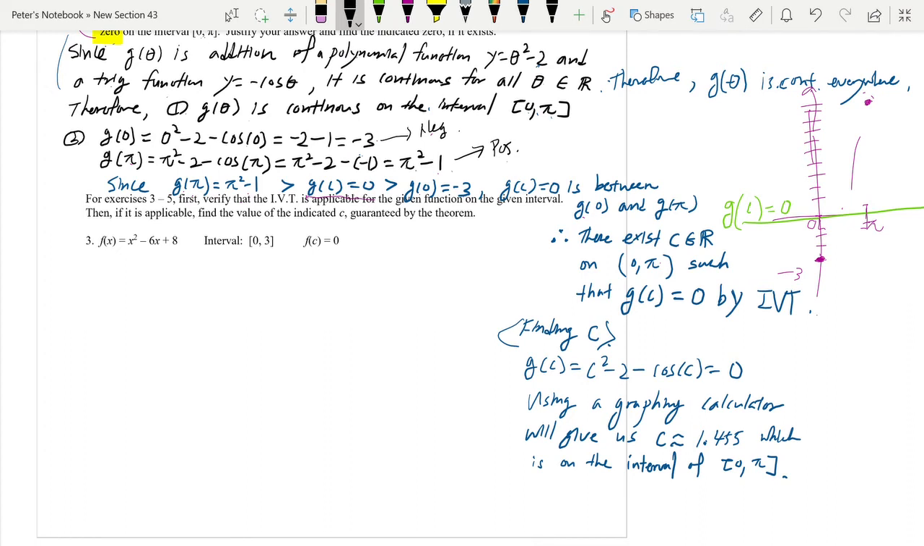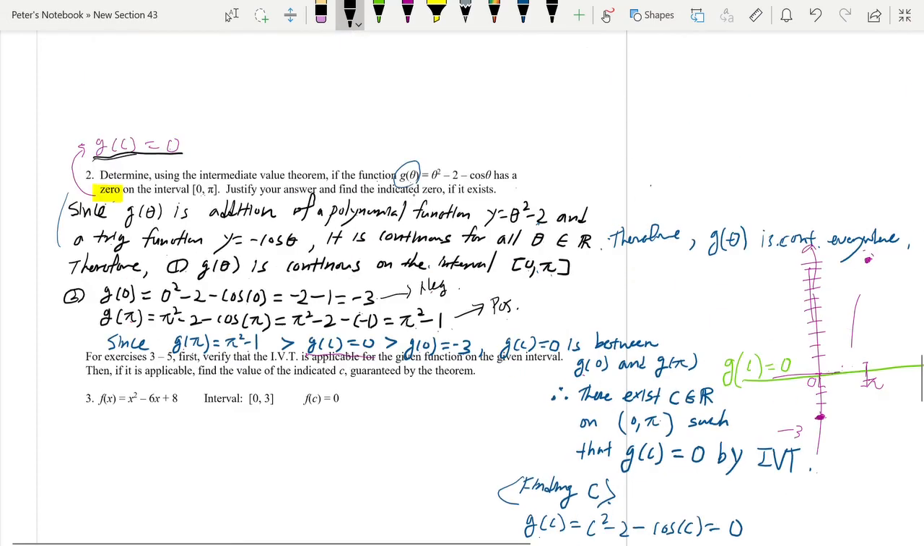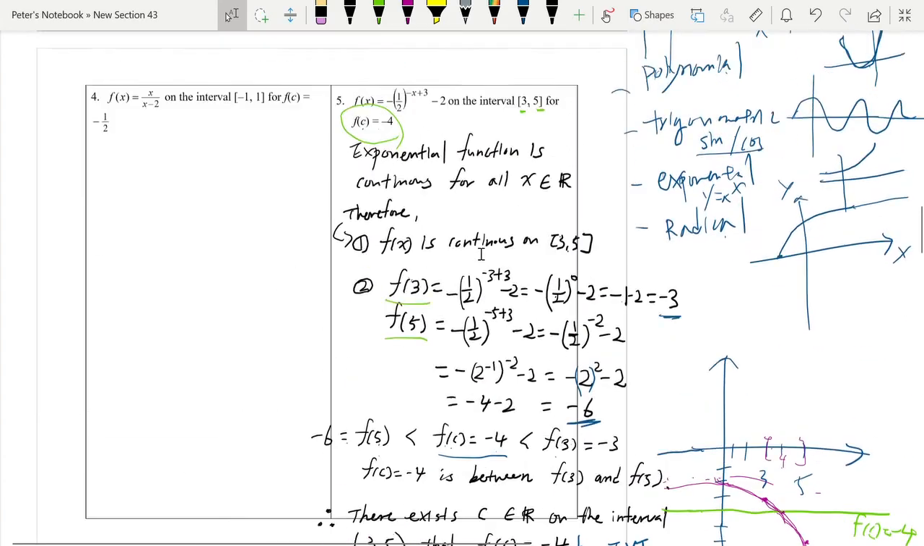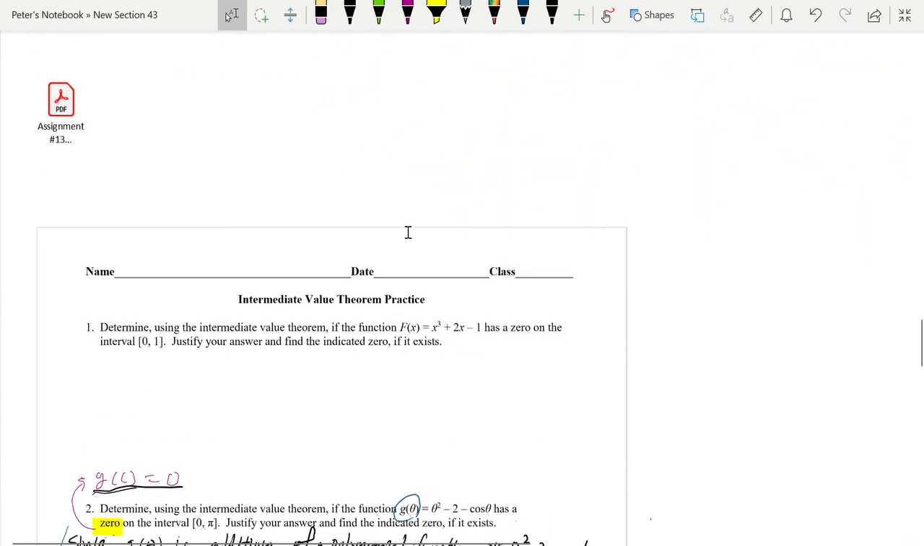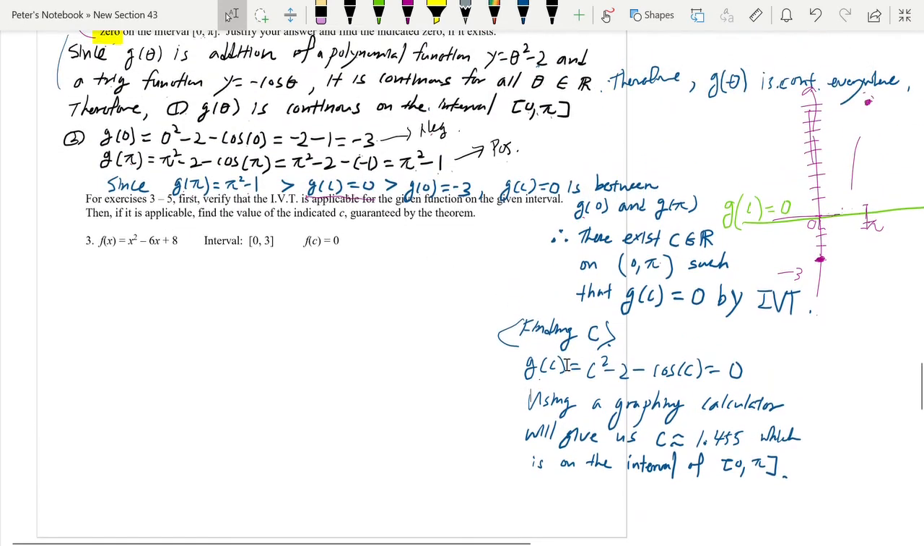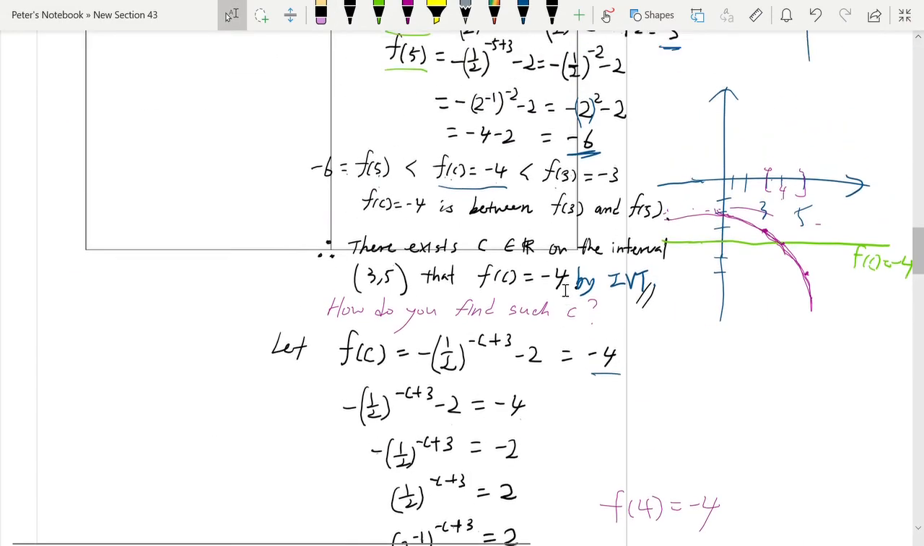So how do you find such c, by the way? I know c should be one of those values within 0 to pi, right? With g of c, in order to do that, it's the same thing that we did from number 5 here, right? So what you can do is g of c is c squared minus 2 minus cosine of c is equal to 0. And this, unfortunately, is impossible to solve algebraically. Okay. So we're like, oof, I cannot use this fancy step to solve it out.